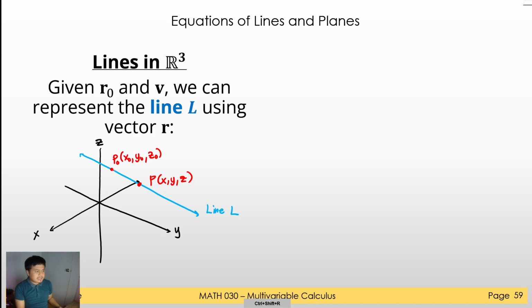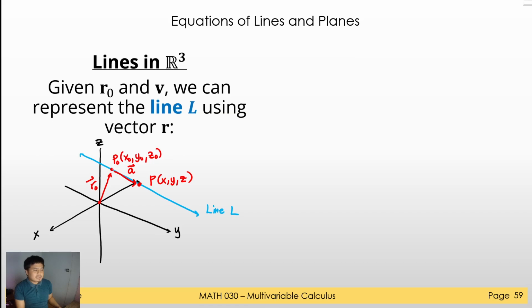We could represent this point P as a vector which starts from the origin, and let's call this the vector R sub 0. And then we can create another arbitrary vector that connects these two points here, and let's call this A for now. So the A vector is that. And as you can see, we can actually vary this A.